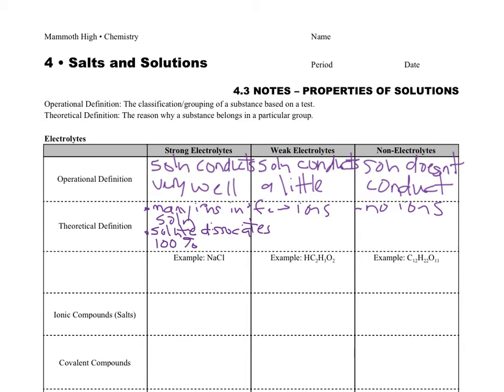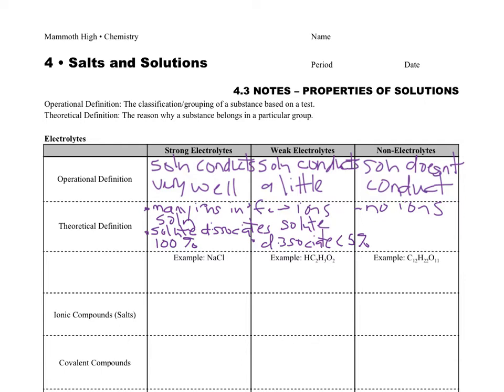In a weak electrolyte, the solute is going to dissociate, and here's the drastic difference. It's actually, if it's weak, it's going to be like less than 5%. That's a less than symbol, less than 5%. A weak electrolyte. So you either have 100% or you have less than 5%.